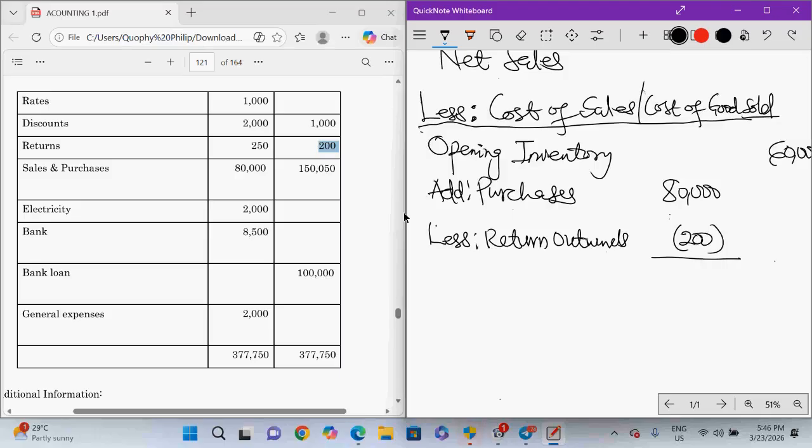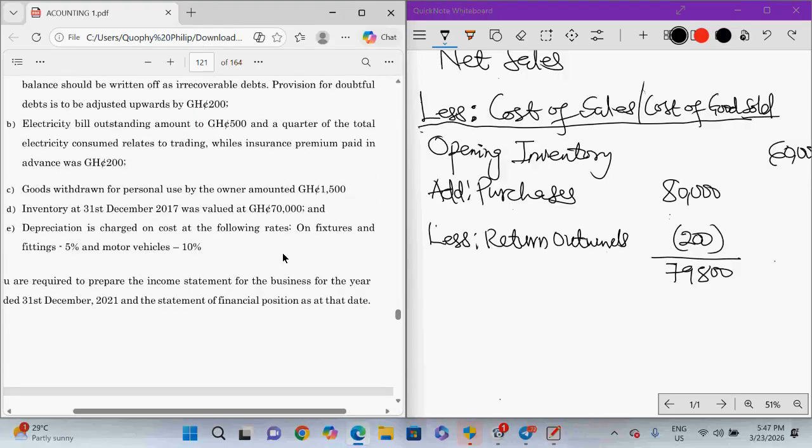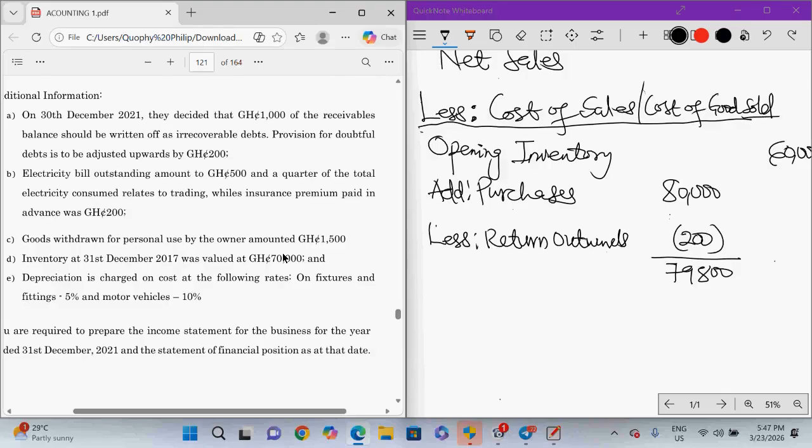You got net 79,800. Is there any goods withdrawn? Yes, less drawings, 1,500. Where is the goods withdrawn? Is it an additional footnote? Additional information: goods withdrawn for personal use by the owner amounted to 1,500.